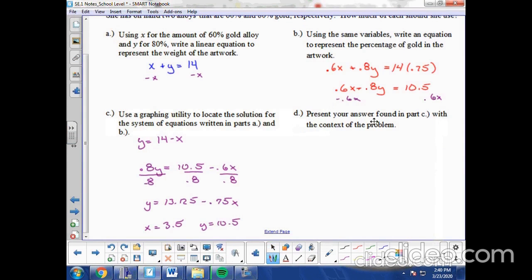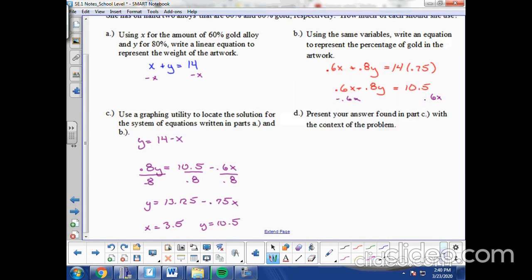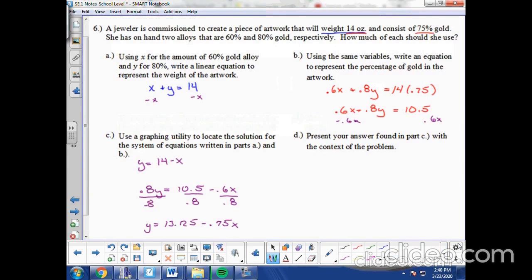Finally, D says present your answer found in part C with the context of the problem. So after we find the algebraic solution, we want to make sure we go back and describe what it is that we're finding. So remember, x was the amount of 60% gold alloy. The amount in this problem specifically was in ounces. If we go back and read the original problem, it said in ounces. So there are 3.5 ounces of 60% gold alloy that she must use.